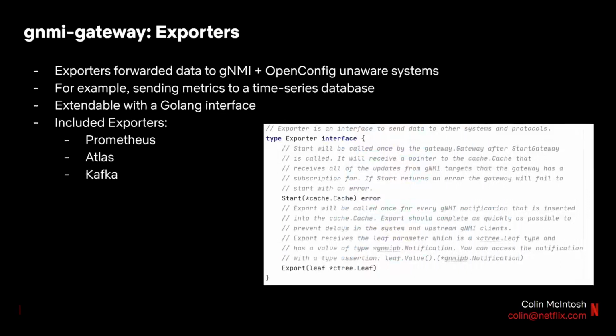On the other side of GNMI gateway, we have exporters which forward data to non-GNMI services. For example, exporters can forward data to your NMS to keep collected state up to date or forward metrics to a time series database. As with target loaders, we've included a few exporters to help get you started from the command line, such as Prometheus, Atlas, and Kafka. But like target loaders, exporters are extendable as well with a simple Golang interface.